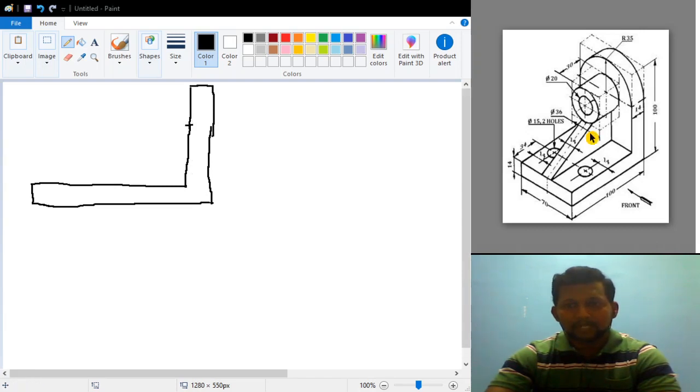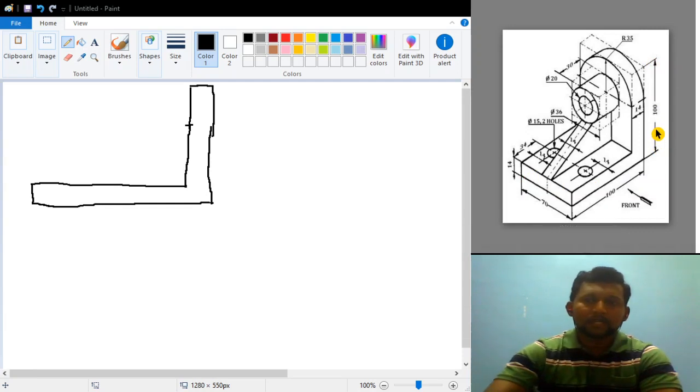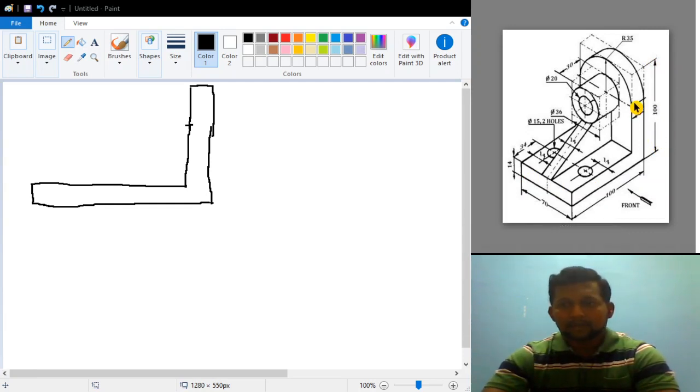How did I get that 51? From the bottom it is 14, and from the top it is 35. So 35 plus 14 is how much? It is 49. The total distance is 100, so if I take out 49 from 100, this distance from this point to this point is equal to 51. That's how I arrived at 51.